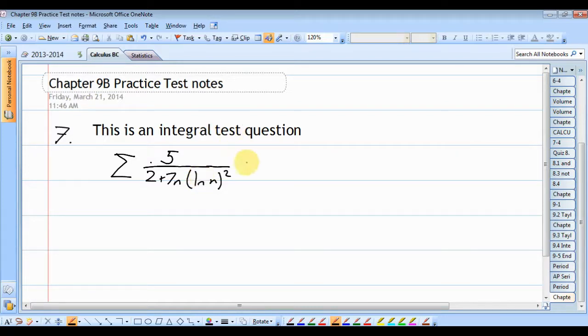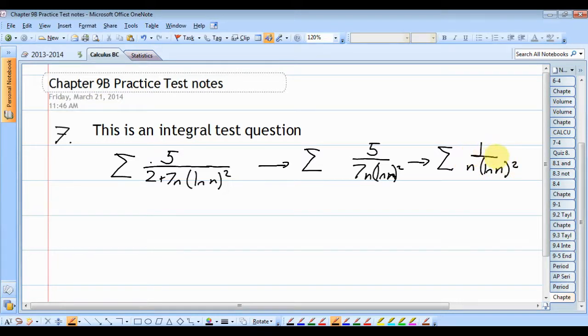So what I did is I took that and I stripped out all the constants, took out that 2, and basically you get 5 over 7n natural log of n squared. Make all those constants into a 1, and you get the series of 1 over n natural log of n squared. And that's what we're going to use for the LCT. So this is for LCT.